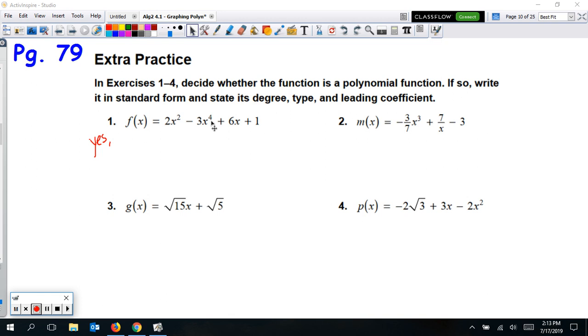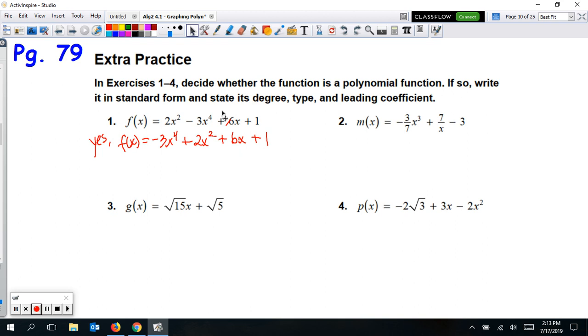So we're going to order this, put the highest degree first, just do it in descending order. So it's going to say f of x is equal to the negative 3x to the fourth term first, then the x squared term, then the x term, then the plus 1. That's just ordering it from descending order.